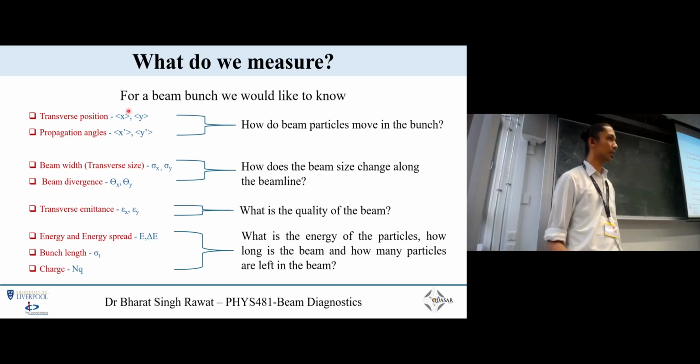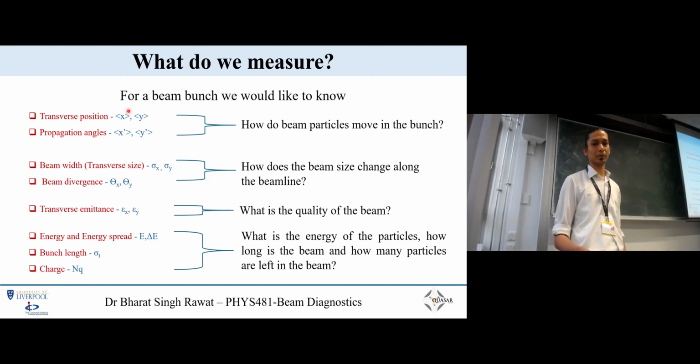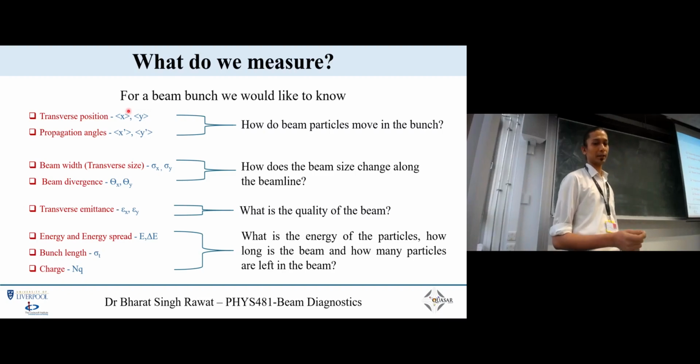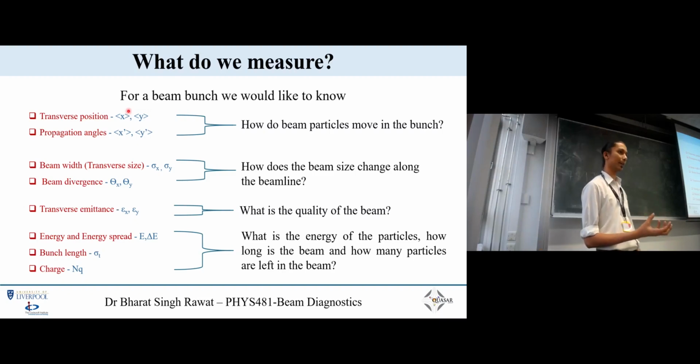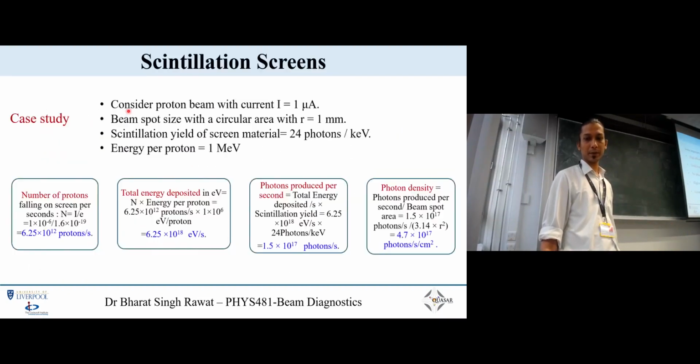Energy and energy spread. As a particle moves along the beam line, it loses or gains energy depending on the component it goes through. How monoenergetic your beam is, or how much spread there is in that energy, is very important to know. Bunch length: in the case of time varying beams, you need to know how fast the particles of a particular bunch move. And lastly, the charge: how many particles are left inside the bunch as it traverses the entire accelerator.